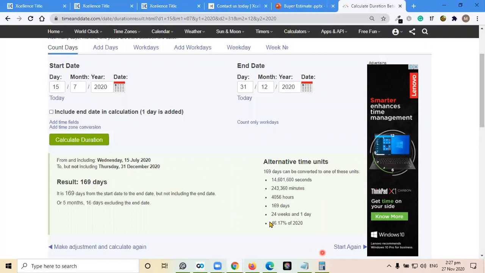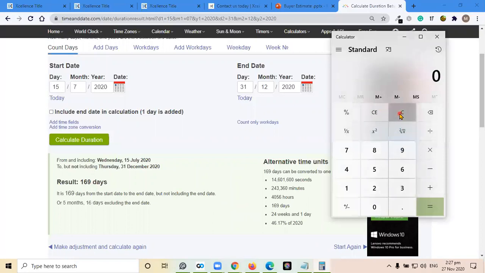So from here, get the annual property tax amount, which is 3,600, divide by 365 days, and let's multiply this number by 169. And it's going to give us this amount, which is the amount the buyer needs to pay in property taxes on November the 1st when the taxes are due.